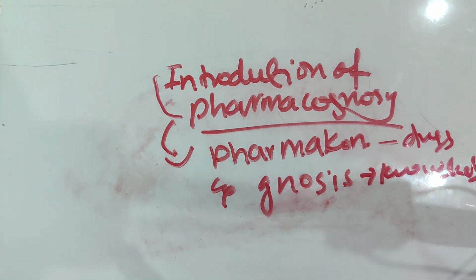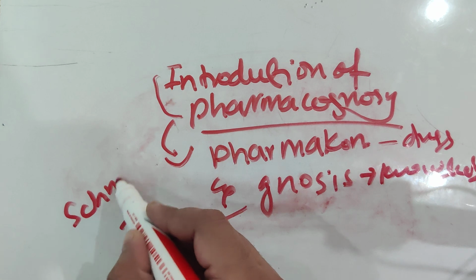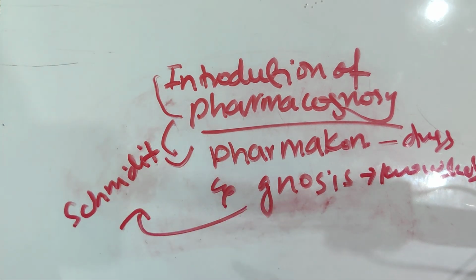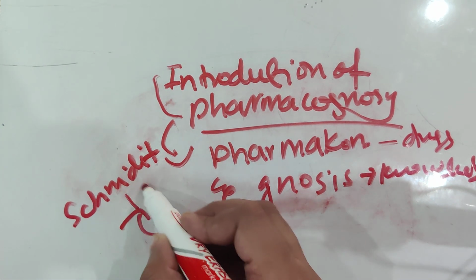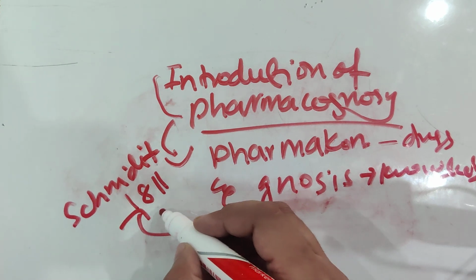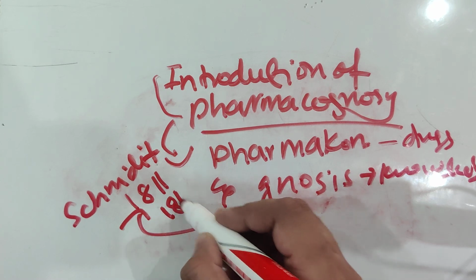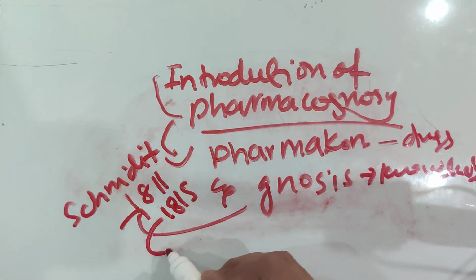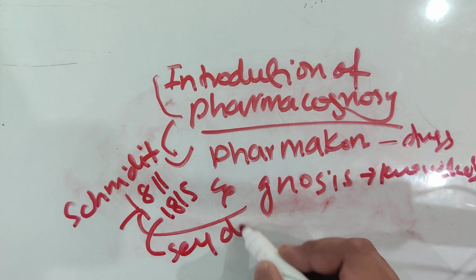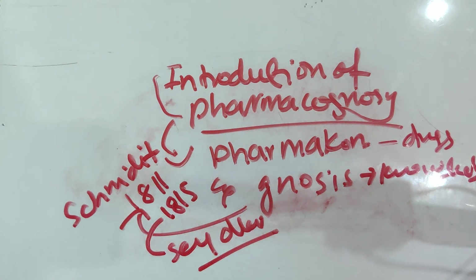The term pharmacognosy was used for the first time by Austrian physician Schmidt. Schmidt first used the term pharmacognosy in 1811, and in 1815 this term was used by Sadler in his work.